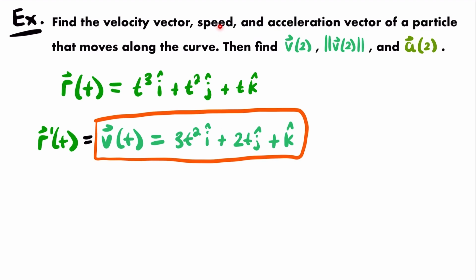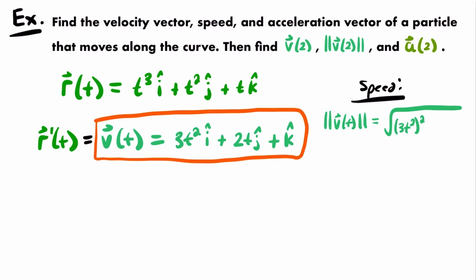But we also want to find the speed, so that would be the magnitude of this velocity vector. So let's do that on the side here. The speed would be the magnitude of v of t. And so remember, the magnitude of a vector is equal to the square root of the sum of the components squared. So we're going to square 3t squared, add that to 2t squared, and add that to 1 squared. So we have 3t squared squared plus 2t squared plus 1 squared.